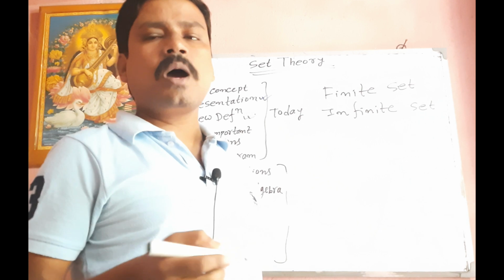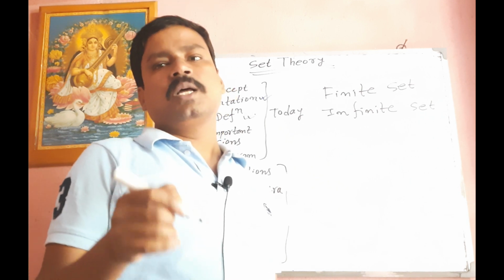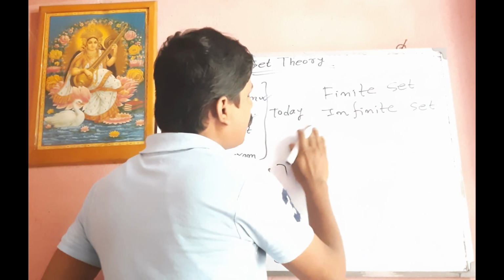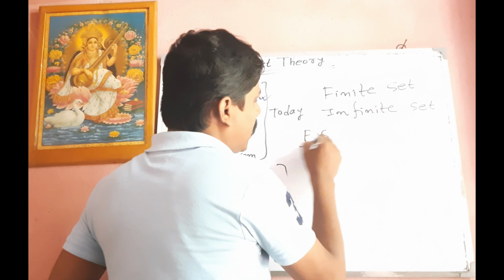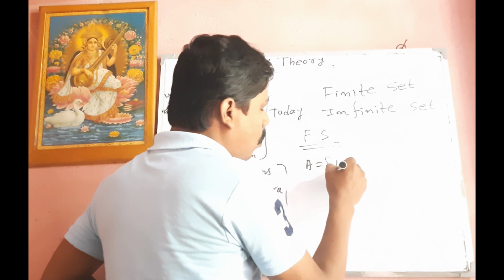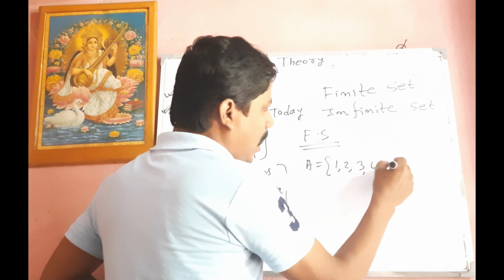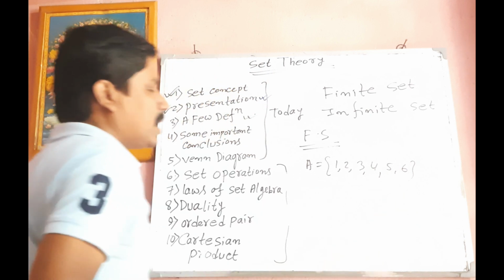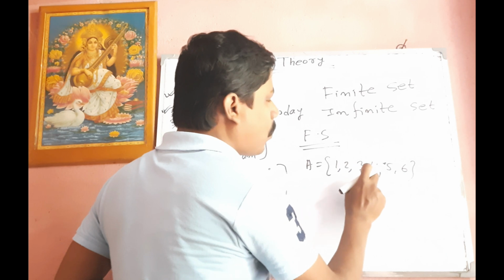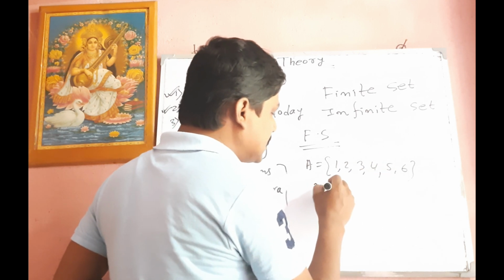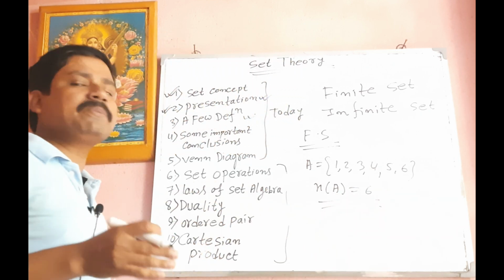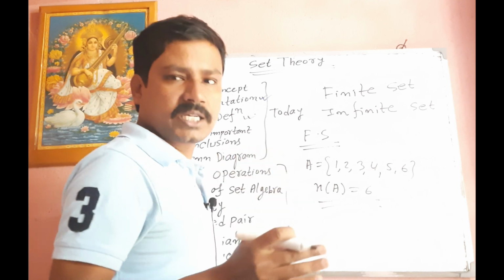If the cardinality number of the set is countable, then the set is said to be a finite set. An example of a finite set: suppose X is a set 1, 2, 3, 4, 5, 6. So this is a finite set. We can count the elements. How many elements are there? 1, 2, 3, 4, 5, 6. So the cardinality number, n of A, is equal to 6. So we can count it. This type of set is called a finite set.